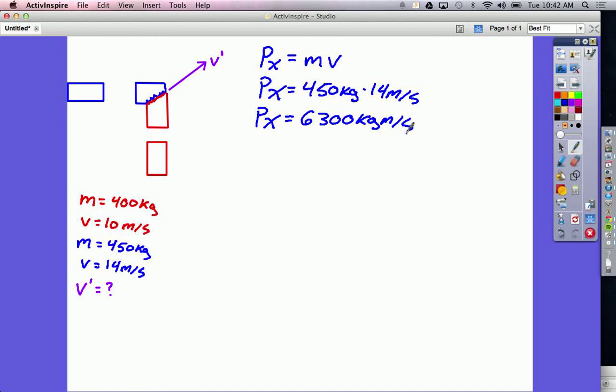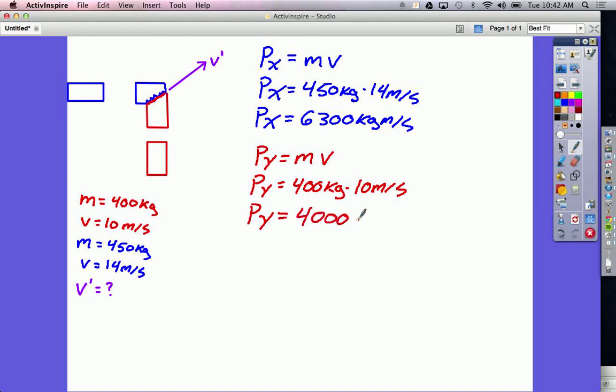kilogram meters per second. Now, going up and down in our y direction, the only vehicle that's providing y momentum before the collision is the red car. So the momentum in the y is equal to the red car's mass times velocity, which is 400 kilograms times 10 meters per second. So the initial total momentum in the y direction is 4,000 kilogram meters per second.